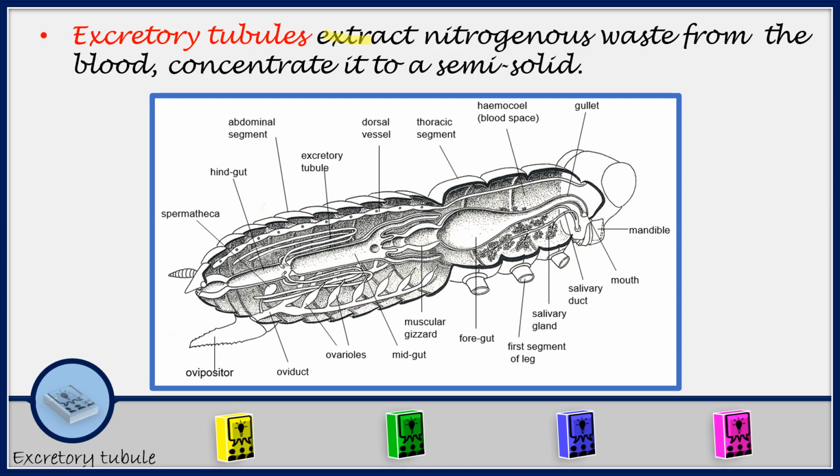The excretory tubes extract nitrogenous wastes from the blood and concentrate it into a semi-solid. Those excretory tubes extract the wastes from the blood, because remember we have said that blood is moving into the haemocoel. So as blood is moving into the haemocoel, all the nitrogenous wastes are going to be extracted from the blood and converted into a semi-solid.